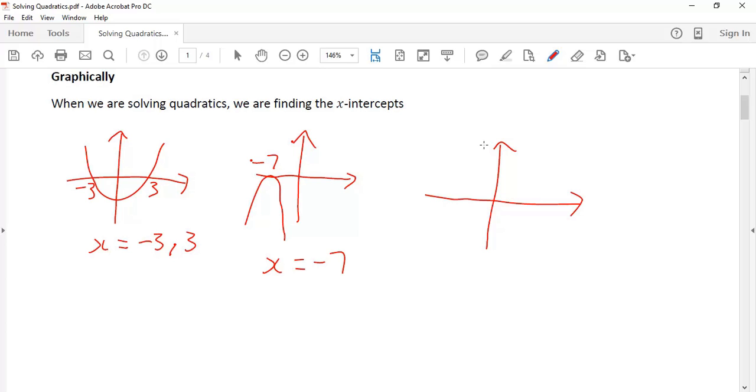If our parabola looked like this, you can see there's no x-intercepts at all. So in this case, there's no solution. So I just want you guys to keep in mind that whenever we're solving quadratic equations, we're pretty much looking for where the x-intercepts are if we do it graphically.